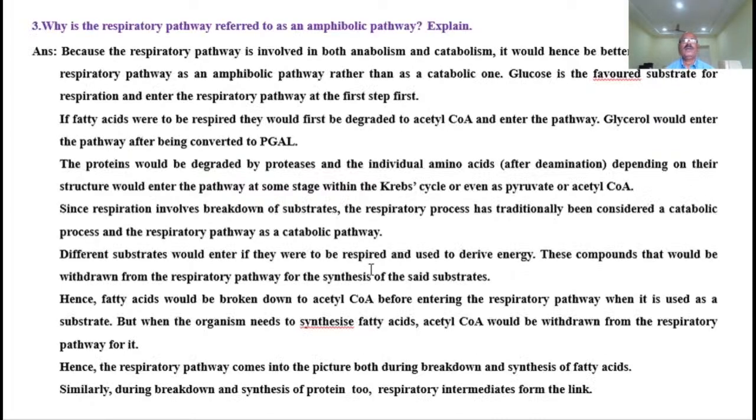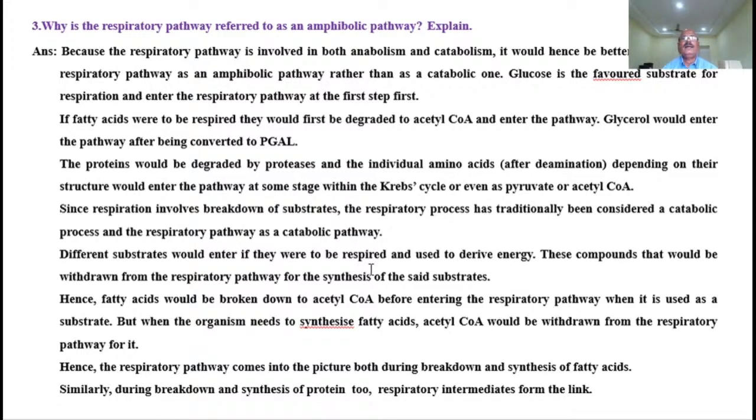One more question. Why is the respiratory pathway referred to as amphibolic pathway? Explain. This is one more 4 marks question. Because the respiratory pathway is involved in both anabolism and catabolism. It would hence be better to consider the respiratory pathway as an amphibolic pathway rather than as a catabolic one. Glucose is the favored substrate for respiration and enters the respiratory pathway at the first step.